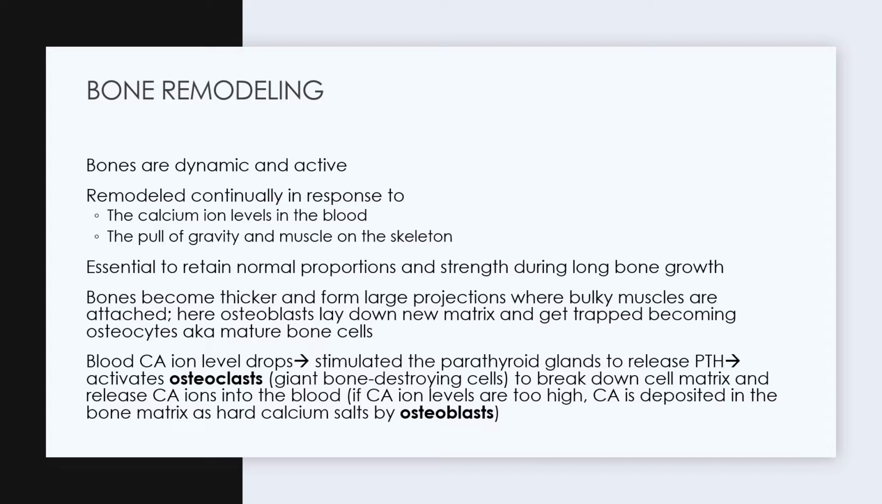So you guys should recognize this feedback loop here, this feedback mechanism. Blood calcium ion levels drop, stimulating the parathyroid glands to release parathyroid hormone, which activates osteoclasts, which are actually bone destroying cells, which break down that cell matrix and release calcium ions into the blood. And then if the calcium ion levels are too high, calcium is deposited into the bone matrix as hard calcium salts by osteoblasts. So osteoclasts break it down, osteoblasts build it up.